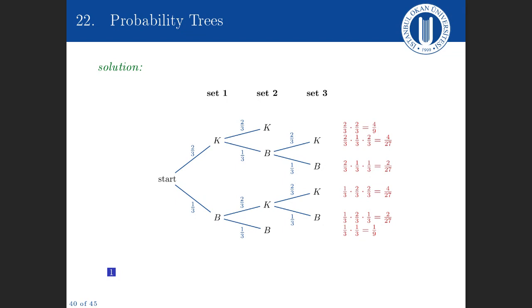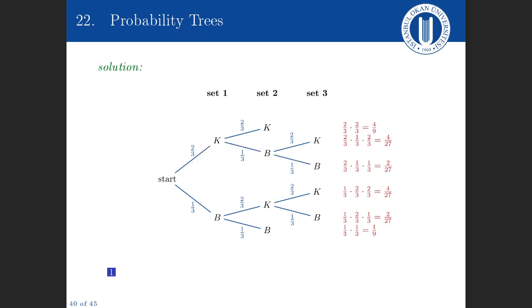Along each of the branches, we multiply the probability. So for the probability of doing KBB, for example, K, then B, and then B, 2 over 3 multiplied by 1 over 3 multiplied by 1 over 3, which is 2 over 27.